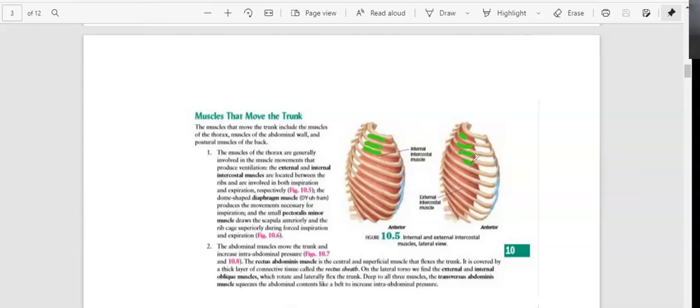Okay, external intercostals are going to be located most of the time on the back, kind of like attached to your vertebral column. And the internal intercostals are going more like on the front. They're going to be attached mainly to your sternum right here.